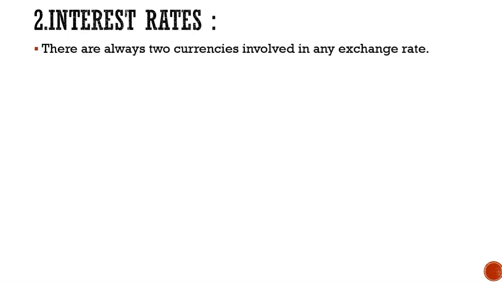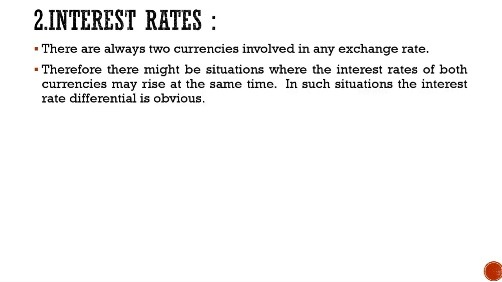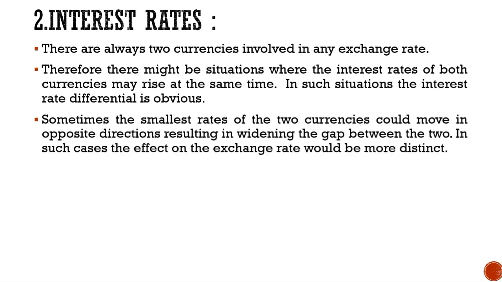Now, there are always two currencies involved in an exchange rate. Therefore, there might be a situation where the interest rates of both the currencies rise at the same time. Now, in such a situation, the interest rate differential is obvious. Sometimes the interest rates of the two currencies could move in opposite directions, widening the gap between the two. In such cases, the effect on the exchange rate would be more distinct.